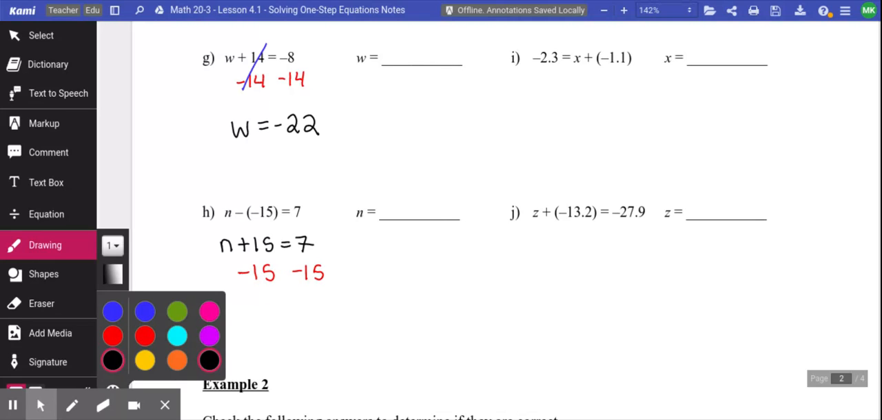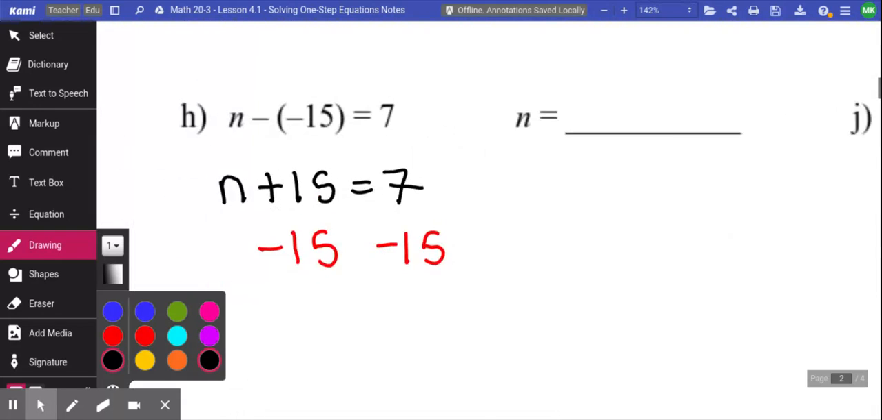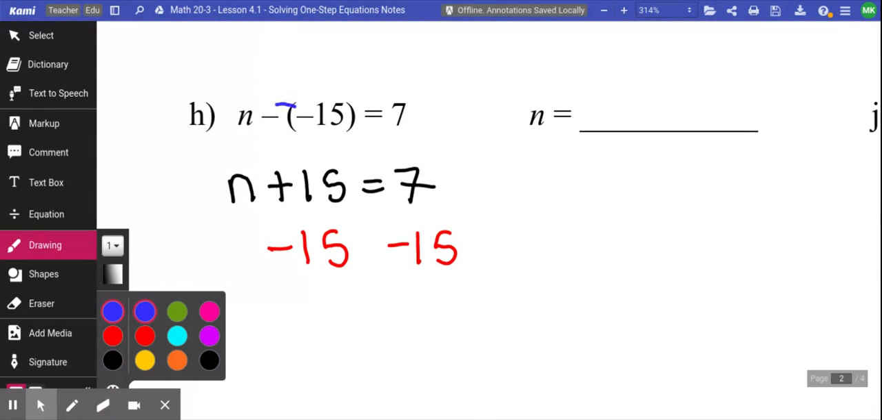Right? But I had to change those double negatives into a positive first so that I could move that 15 over. And that's probably the important part, is realizing that these two turn into a positive. Right? A negative and a negative turns positive. If you did that, 7 minus 15 would give you negative 8.